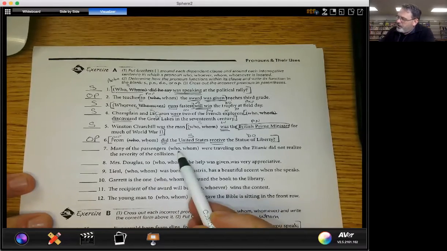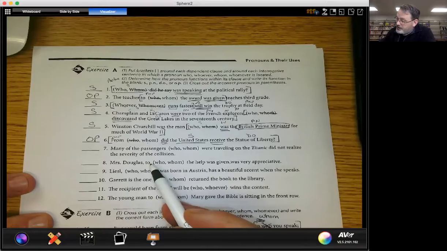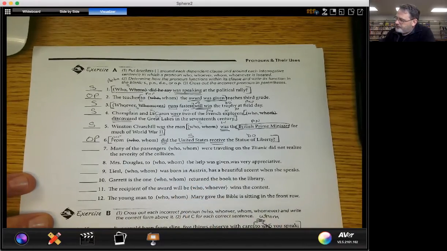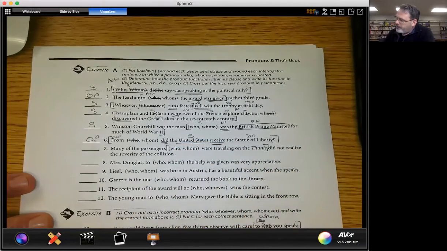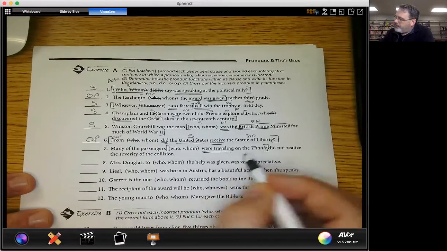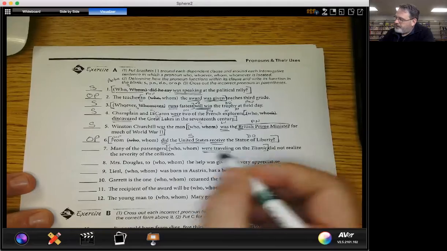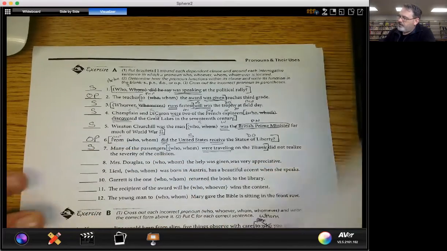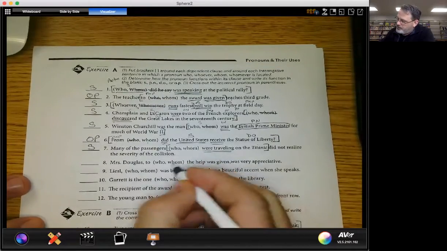Many of the passengers who or whom were traveling on the Titanic did not realize the severity of the collision. This is not a question, so we have a dependent clause. Who were traveling on the Titanic? In that clause, were traveling is the verb. On the Titanic is a prepositional phrase. That must mean that who or whom is the subject. Since subjects have to be nominative case, who or whoever is the appropriate word, so we're going to cross out whom.